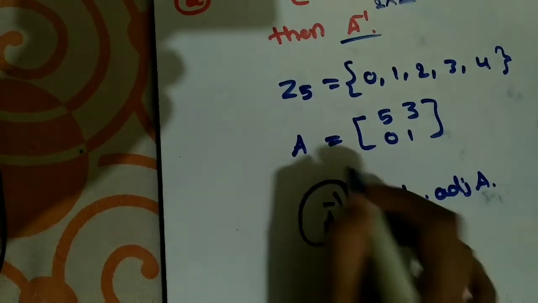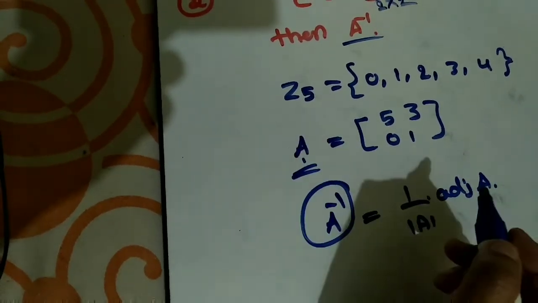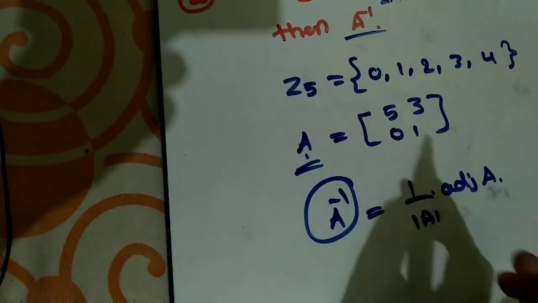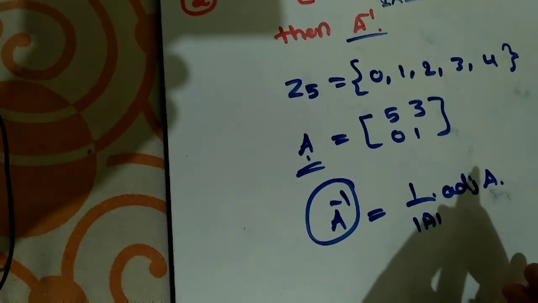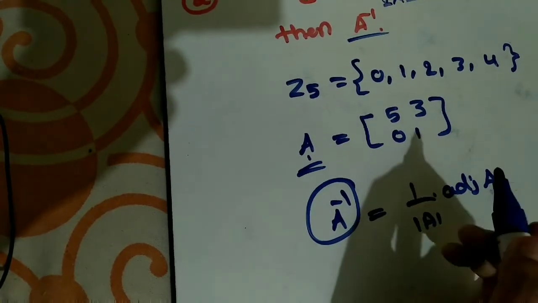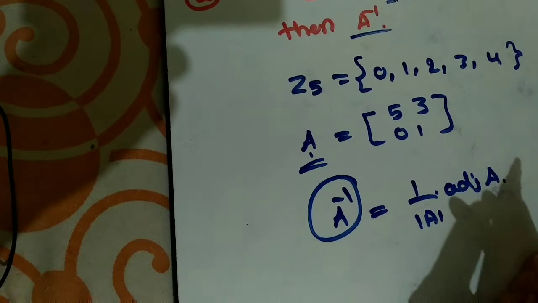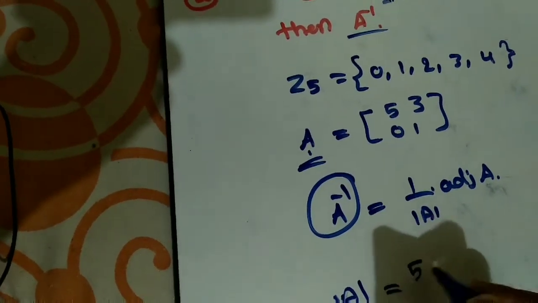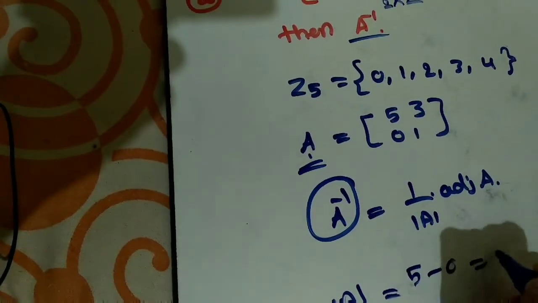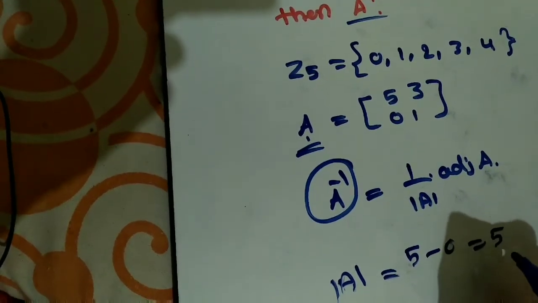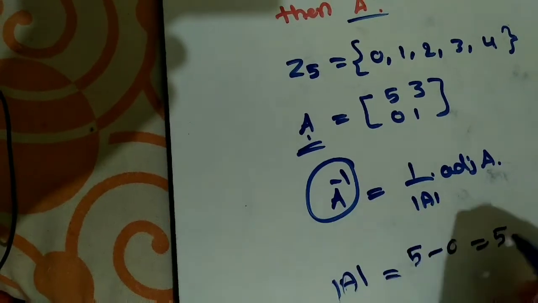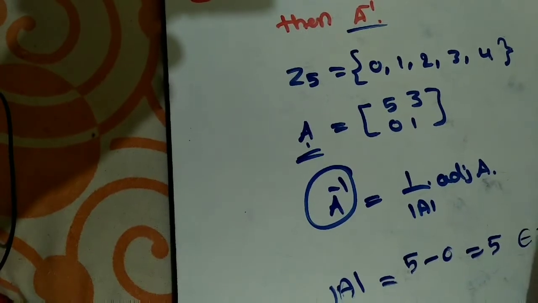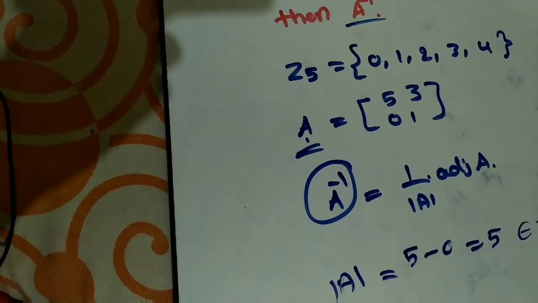For this, first we have to check the determinant of this matrix. If the determinant of A is not equal to 0, then we can solve, and we will go to the next process. First we check: what is the determinant of A? 5 minus 0, which is 5. But just look here, guys: does this determinant 5 belong to Z5? Of course not, it does not belong to Z5.